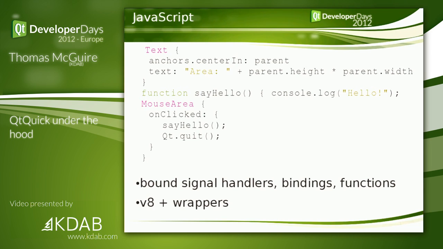Same for a property. V8 will cry for help: okay, I've got this parent object, that's nice, but does it have a height property? And if yes, what's the value? QML engine, please help me. So it will call this QML wrapper function, that then does the property lookup in the meta object system and returns the value. That's all you need to know about how JavaScript works. Not difficult, the key code is in the wrappers. So JavaScript can access objects and properties.